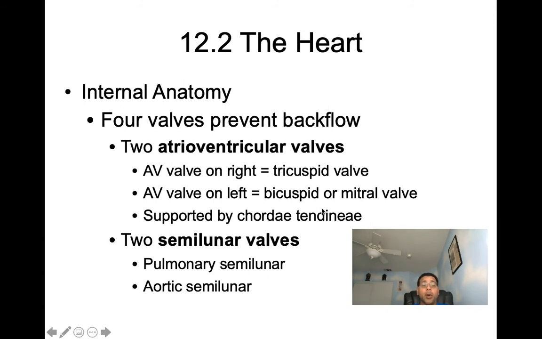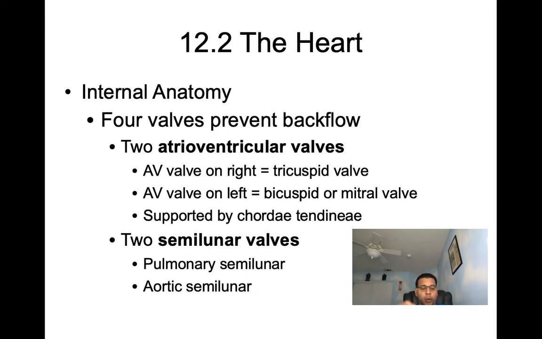The left is going to be called the bicuspid or the mitral valve because it has 2 flaps. But even that now, with ongoing research, we're shying away from using the word bicuspid valve because they've discovered there's more than just 2 parts of the valve there. So AV valve on the left, atrioventricular valve, or mitral valve, and it used to be called bicuspid. Next, then our last 2 valves.